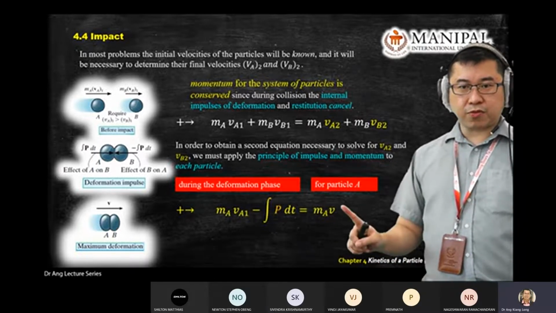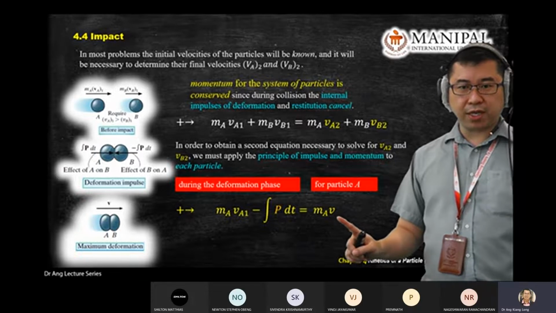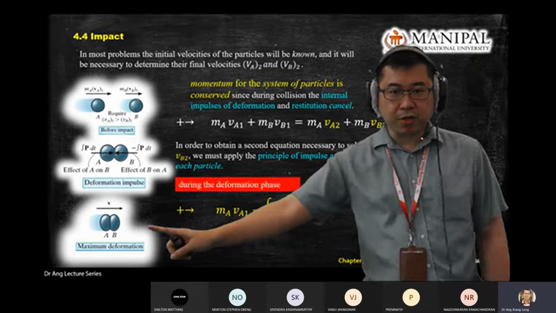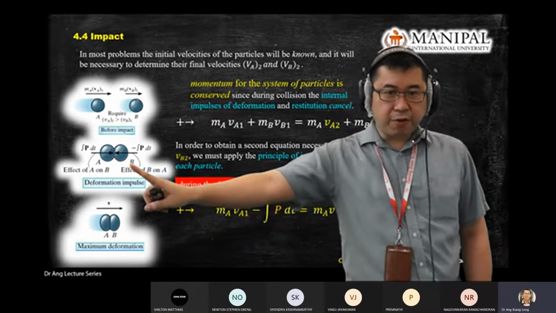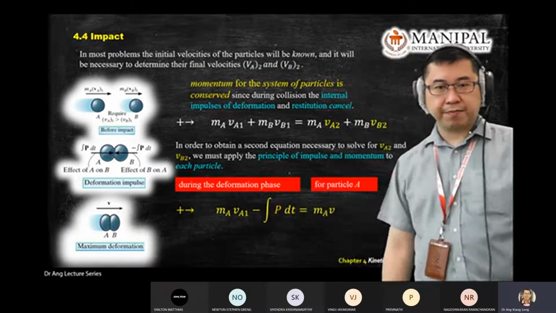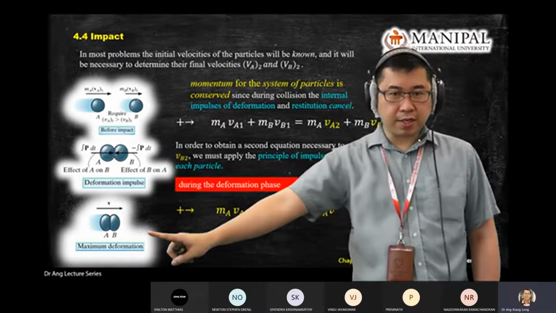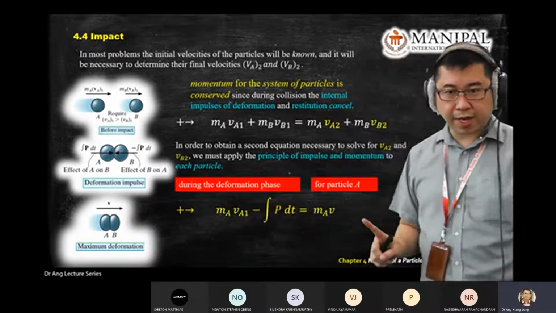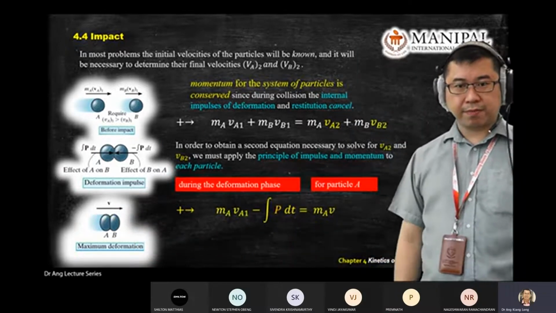Here you can use VA2 if you want, but in this case, because after they deform, they will move together, right? So we will just use the diagram here. Both of them move at the same velocity. That's why I use V here.